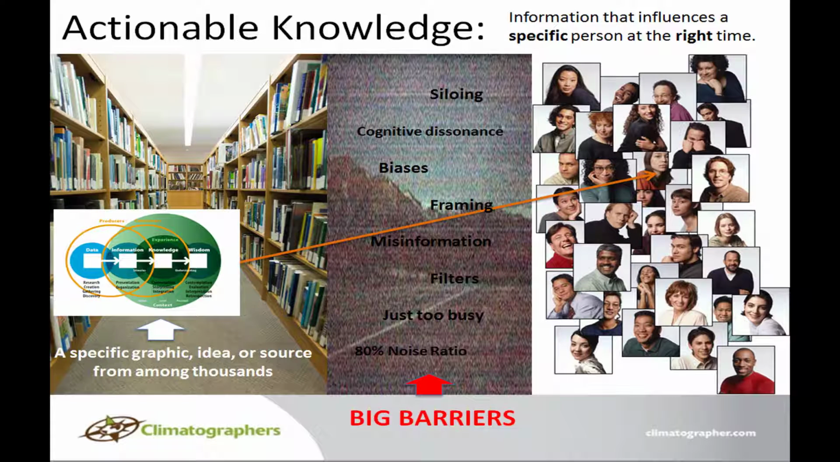The problem is that when we talk about actionable knowledge, as you can see in this slide, it's pretty complex. You're talking about getting a specific piece of information to a specific person and getting through a whole series of barriers. Now, I've seen this happen. I know that actionable knowledge is real and the literature says it's real, where you put a slide up on the screen and the response is, now I get it. Now I understand what you're saying. Now I understand why I should be thinking about climate change in a different way.